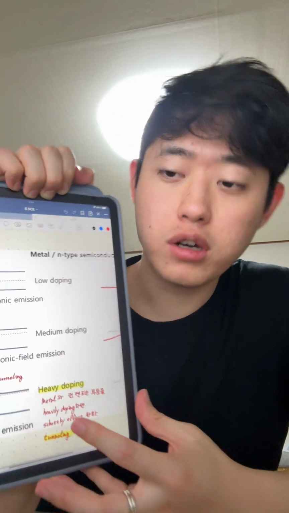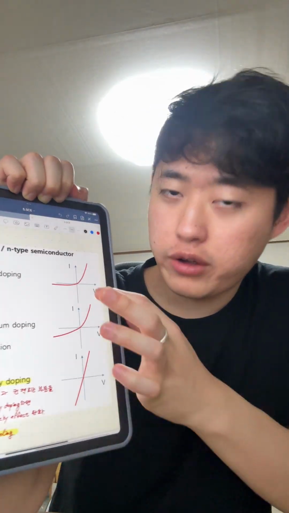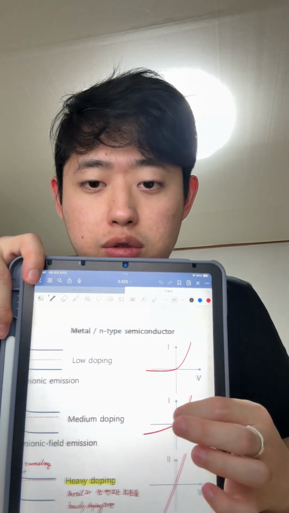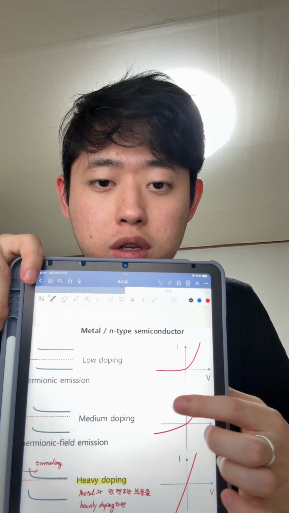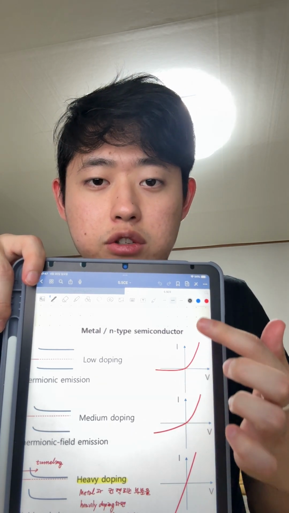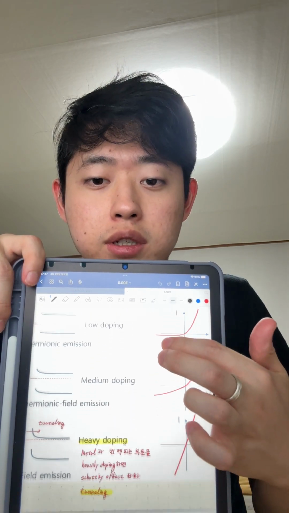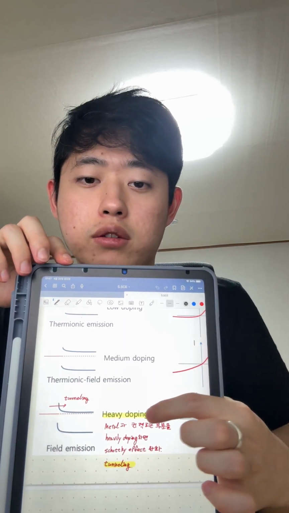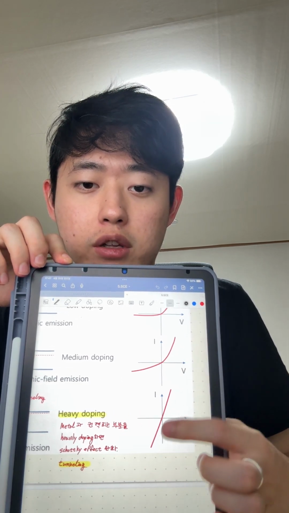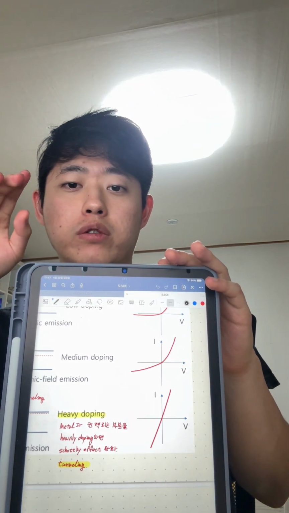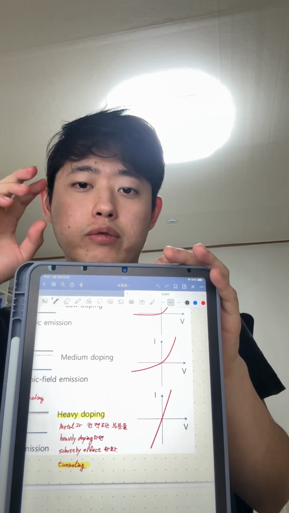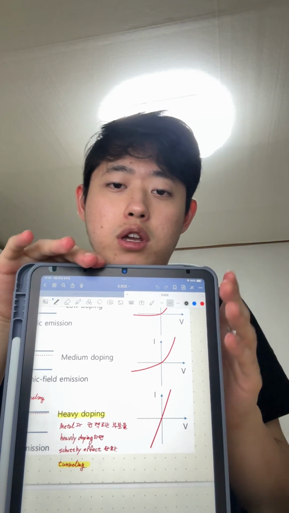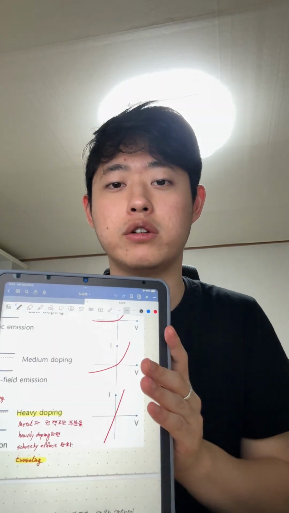This is the IV curve of the metal semiconductor contact. When the doping is low, it will show a diode's characteristic. But when the doping is high, the semiconductor and metal can show an ohmic characteristic. So when we heavily dope the source and drain, it can ease the Schottky barrier effect.